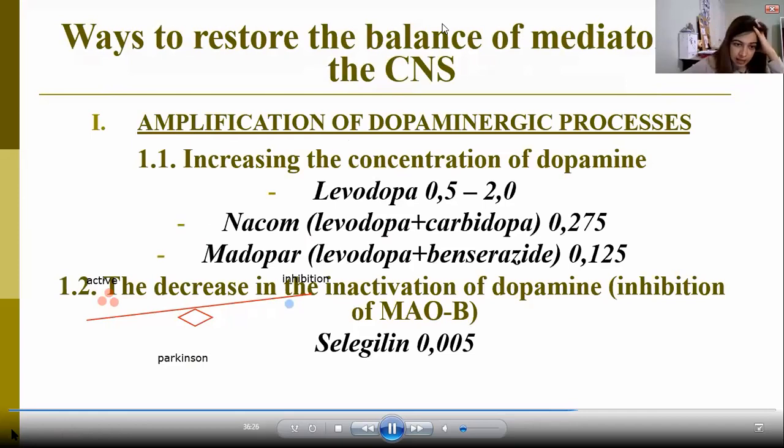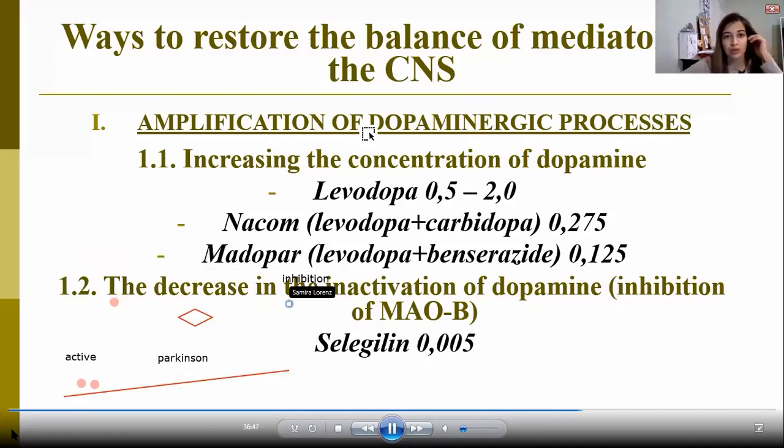We should restore the balance of mediators of the CNS. Yes, so if we have that bad situation with the balance, we have a lot of active neurotransmitters and we don't have enough dopamine, which is an inhibiting neurotransmitter in this case. So I cannot move those pictures, so I will now draw the new one. So we have a lot of activating neurotransmitters and we have less dopamine, which we should restore actually to stop our Parkinsonism symptoms.